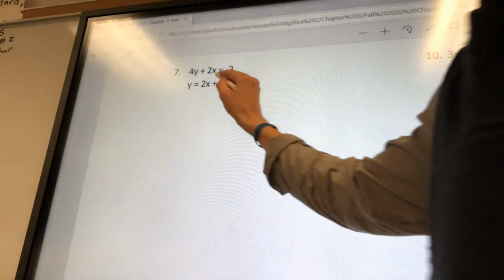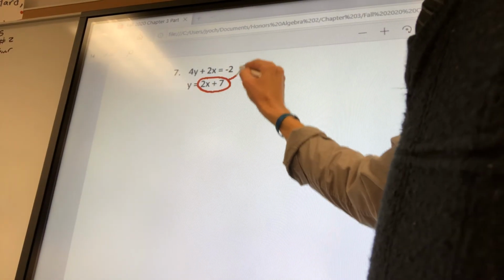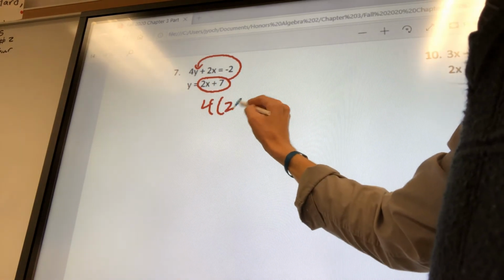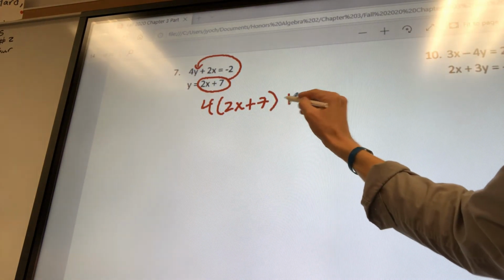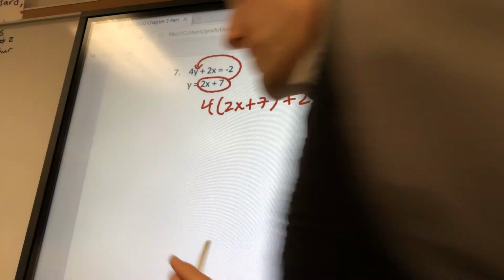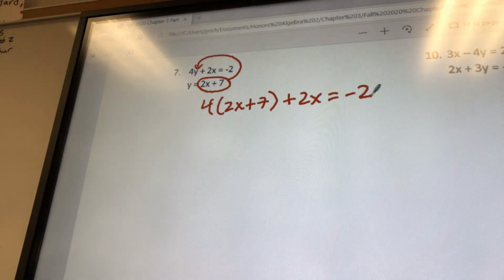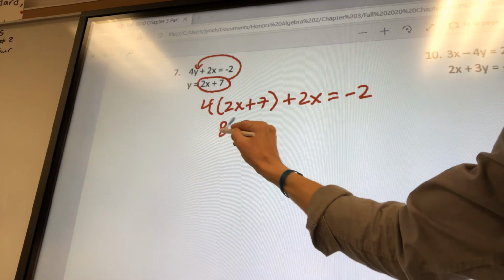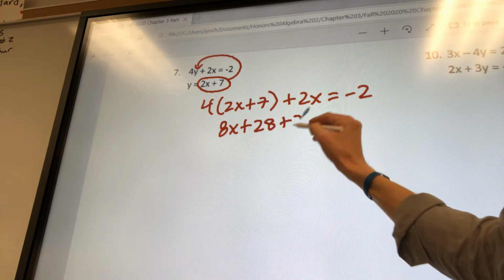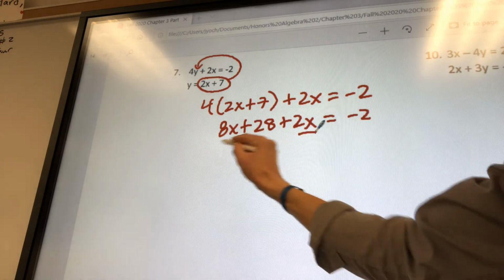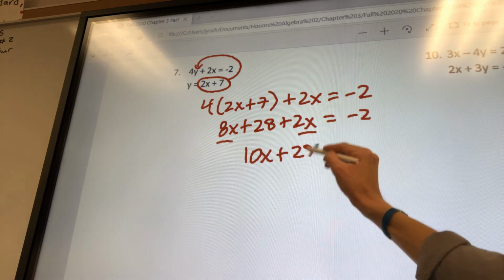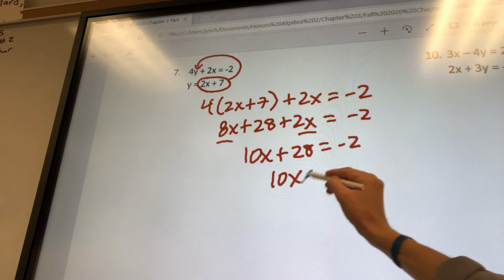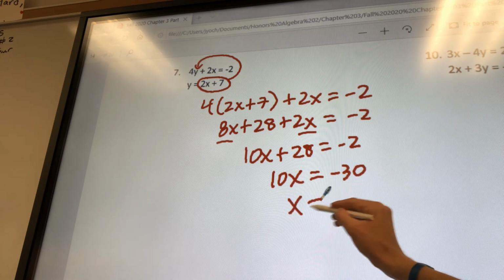Number 7, I'm going to take 2x plus 7. I'm going to plug it in for y. It's kind of written out of order, but we can do it. Plug that in for y. And now I distribute. 8x plus 28 plus 2x is a negative 2. 10x plus 28 is a negative 2. 10x is a negative 30. x is a negative 3.